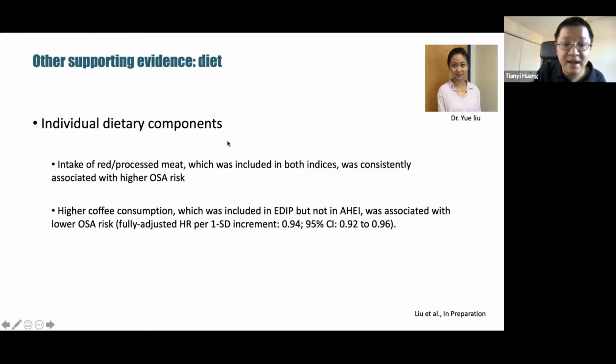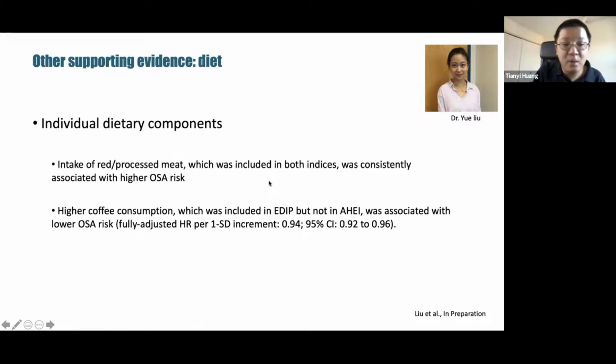So what we found is that although many of the dietary components show association in the direction we hypothesized, intake of red and processed meat shows the most consistent and the strongest association. And this is also the dietary component that was included in both indices.